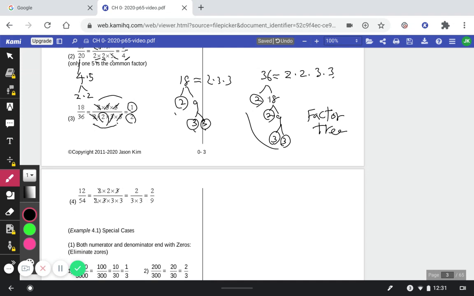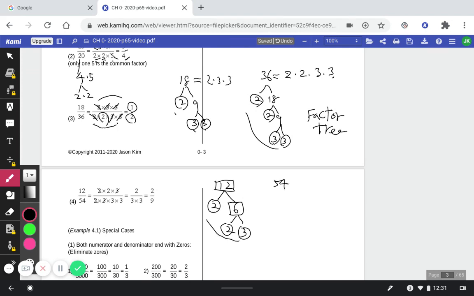Same thing goes with 12 over 54. When you make a factor tree of 12, every even number has a factor of 2. So you start with 2 as the first prime number. So 12 becomes 2 times 6. Again, it's an even number. It's 2 times 3. So you end up with 2, 2 and 3 for 12.